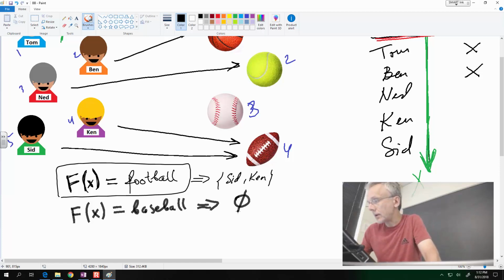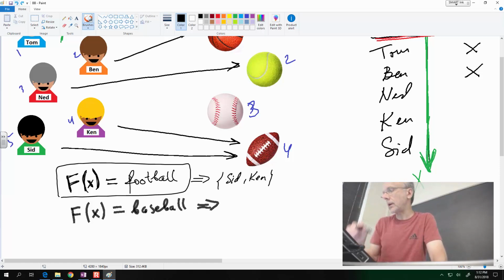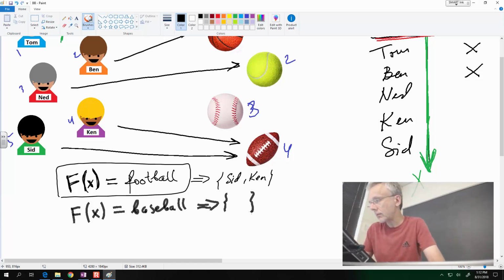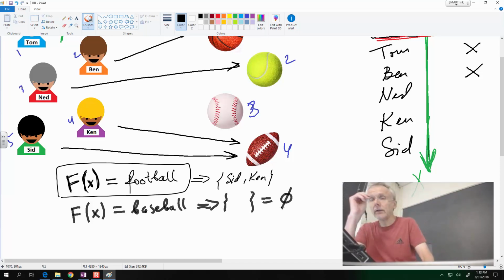None, so empty set. By the way, there is another way, a notation for the empty set, like this. Okay, for the empty set. Remember, ideally the answer is presented in the form of a list.